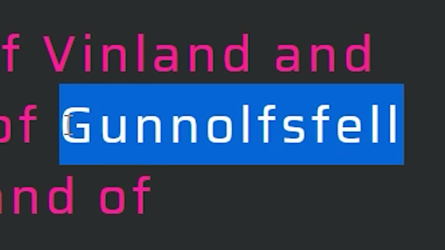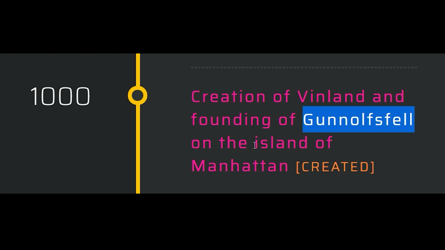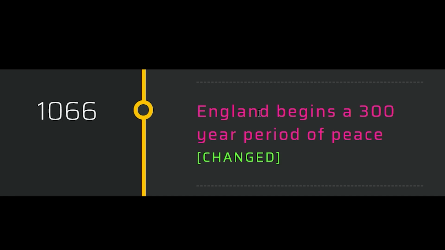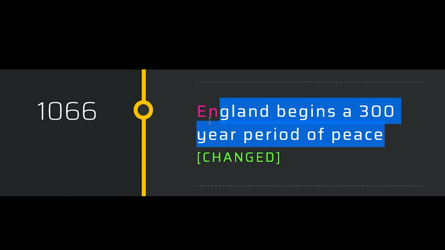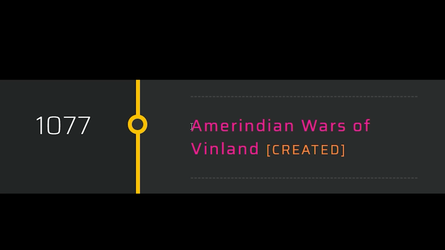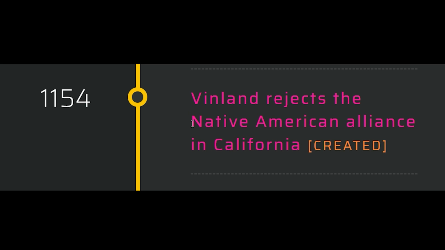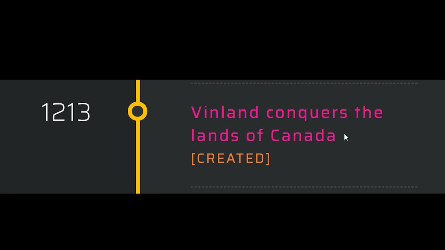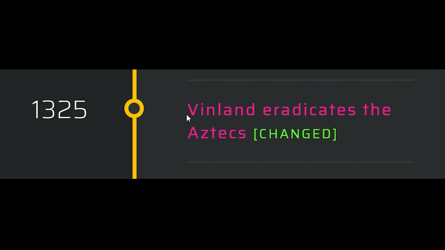Oh no, not Viking names, not Scandinavian names. They found this on the island of Manhattan. Oh boy, is that gonna be gone? Some bad gonna happen to that now? England begins a 300-year period of peace. That's an odd time to do that in. The Vikings are now fighting off natives in America. Finland rejects the Native American alliance in California. Finland conquers lands of Canada. Finland eradicates the Aztecs. No!